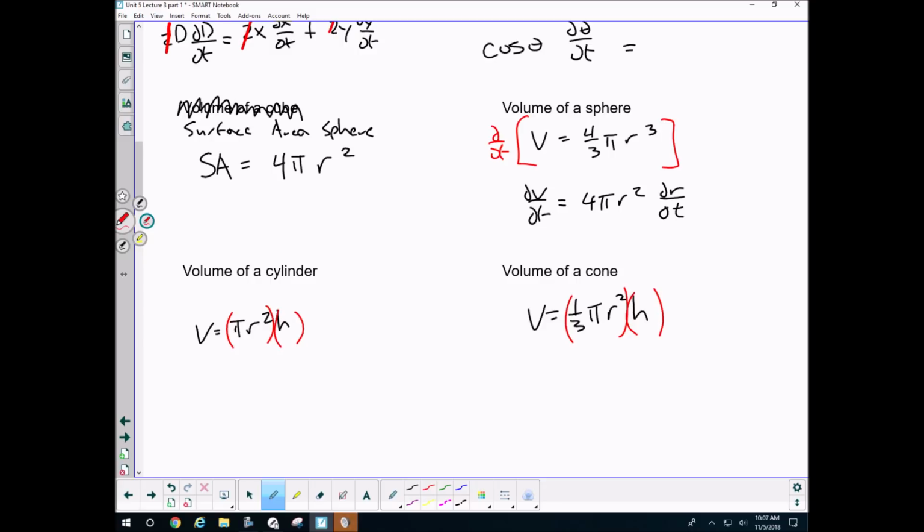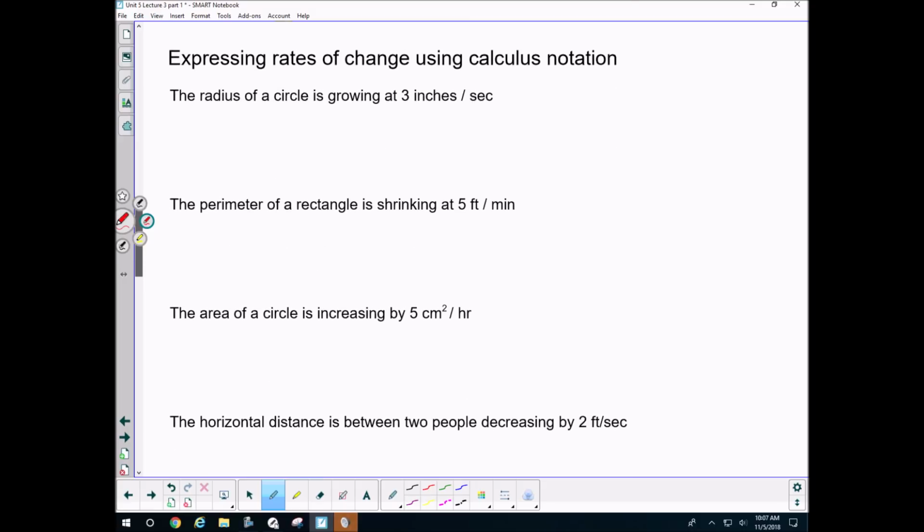But all I'm telling you is that it's your responsibility for these 4. They will be given to you. It's your responsibility to take the derivative of them. Now, what else is important when we're doing these calculus word problems is the translation of statements into calculus notation, into information we can use.